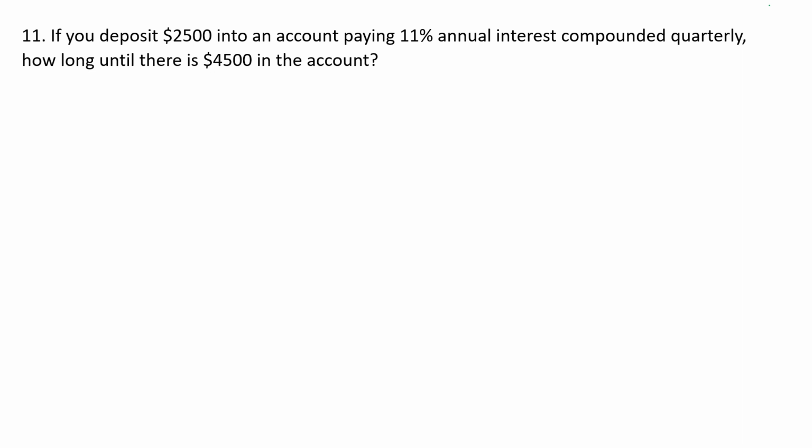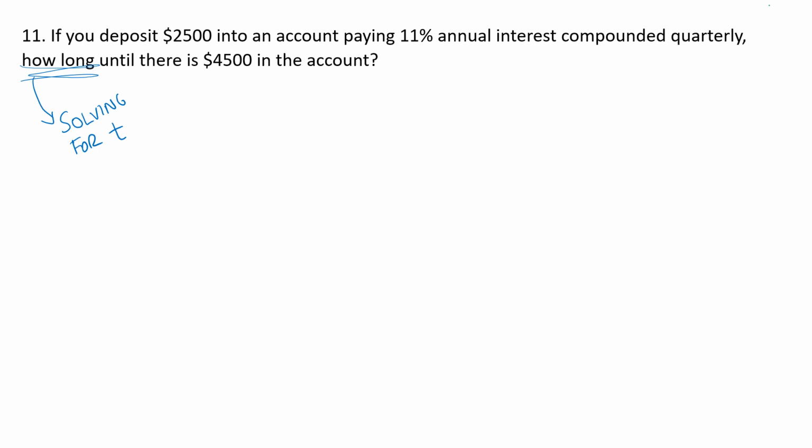Number 11. If you deposit $2,500 into an account paying 11% annual interest, compounded quarterly, how long until there's $4,500 in the account? So when you see how long, you should immediately be realizing you are going to be solving for t. And that you are going to have to use Desmos or a graphing calculator to find an intersection, because just like on the last one, we don't have a way algebraically yet to get a variable out of the exponent.